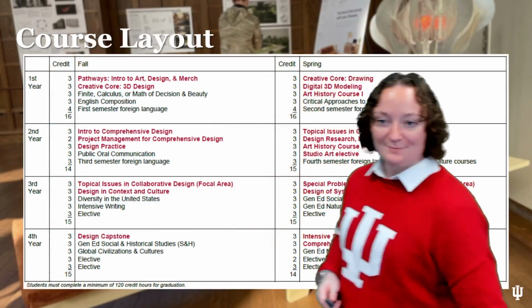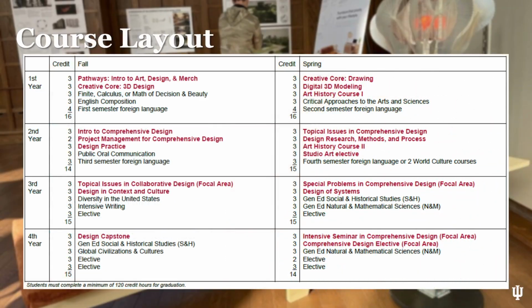So I'm going to step out of the way for a moment so that you can look at what your class schedule may look like each semester while studying comprehensive design. The red text are major specific courses that you'll take through Eskenazi. The black text are general education requirements that can be fulfilled through a variety of offerings across the university. Feel free to pause here to read the table more in depth.